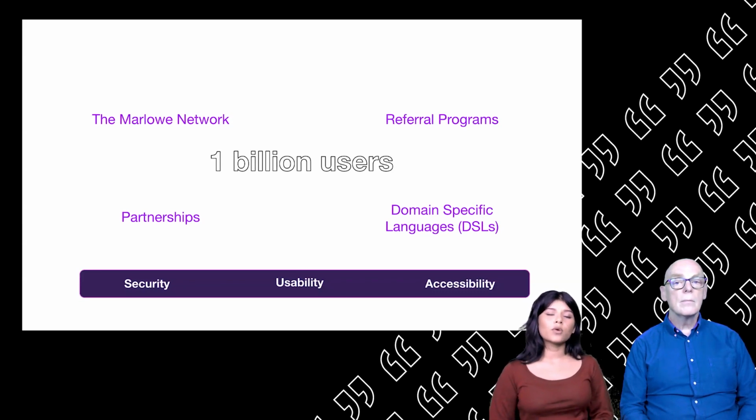And similarly, we want to expand our domain-specific languages also into other domains such as supply chain, legal as well, where we can actually mechanize legal code in order to make the mechanization as well as the auditability of those types of contracts in a much faster and easier way. And with all of this, we are aiming to achieve and reach 1 billion users, but we have to maintain that foundation of usability, security, as well as accessibility.